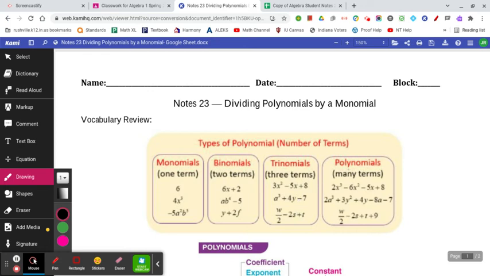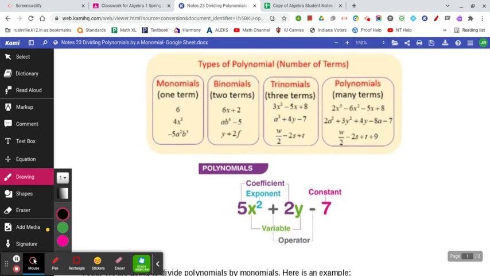So polynomials: if they're one term, they have a special name called monomials; binomials, 2 terms; trinomials, 3 terms; and anything larger, we just call a polynomial of so many terms. Here are some examples of more than just 3 terms.